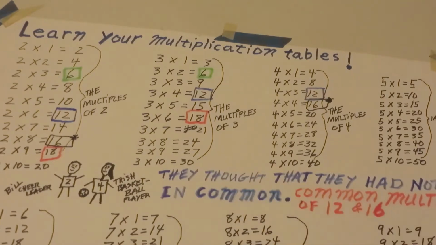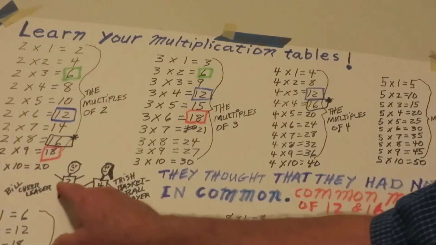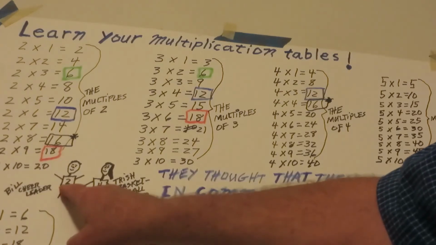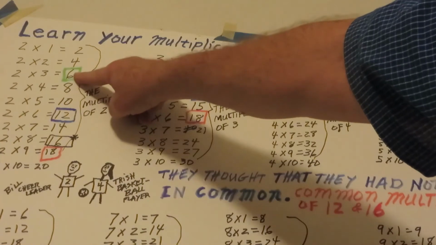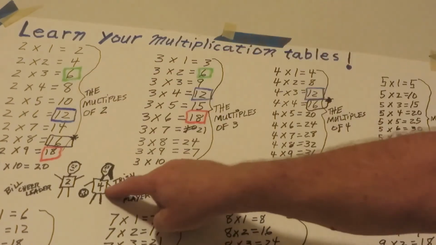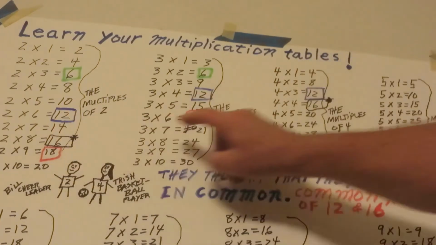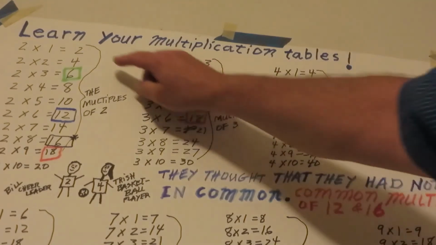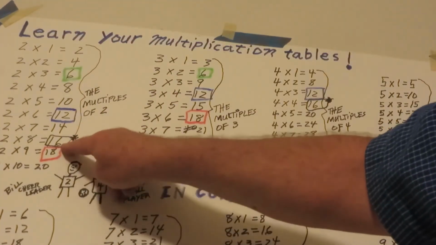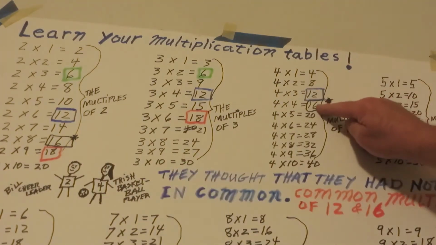And then they realized something. They had what's called multiples, common multiples. They had multiples in common. Number 2, remember, has the multiple 6. Number 2 has the multiple 12. Number 4 has the multiple 12. Number 2 has the multiple 16. Number 4 has the multiple 16.